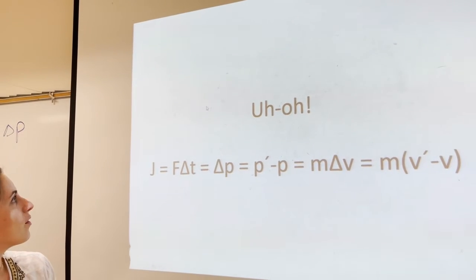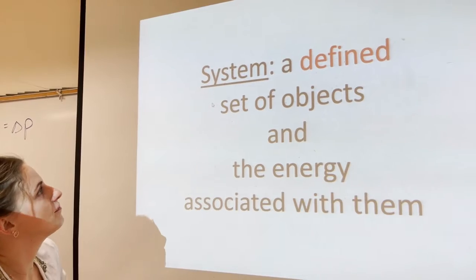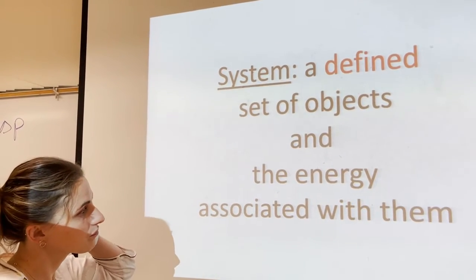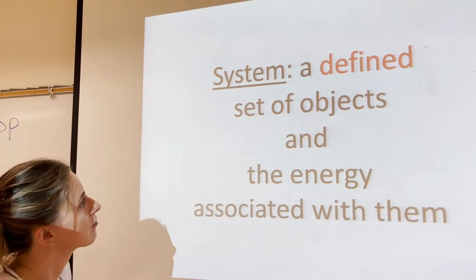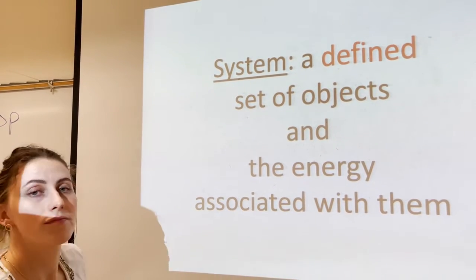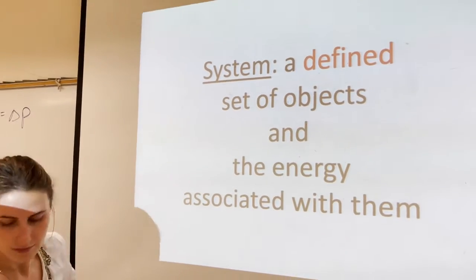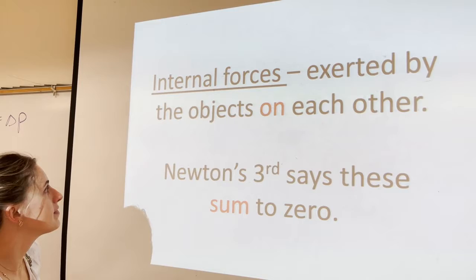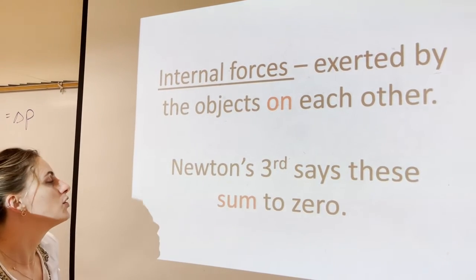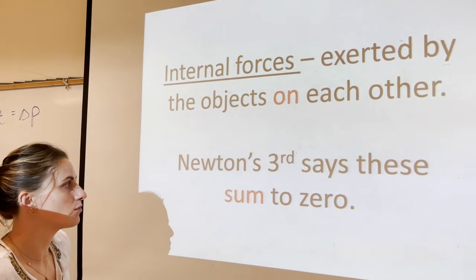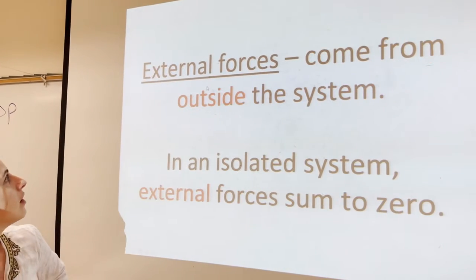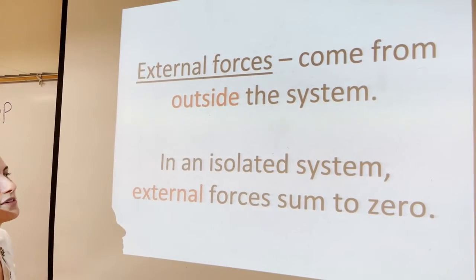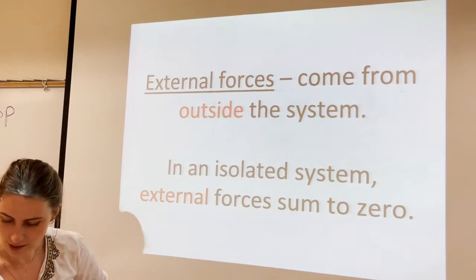A system: a defined set of objects and the energy associated with them. A system is a device that science uses to simplify the universe. You focus on a particular thing and it allows you to understand, because the universe is complicated. Internal forces are exerted by the objects on each other. Newton's third law says they sum to zero. External forces come from outside of the system. In an isolated system, external forces sum to zero. We ignore those.